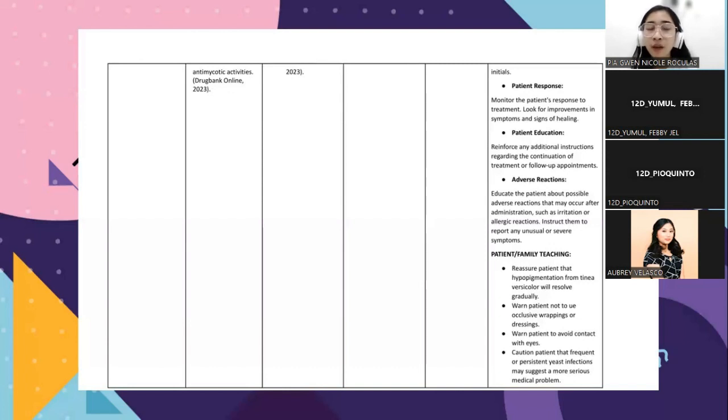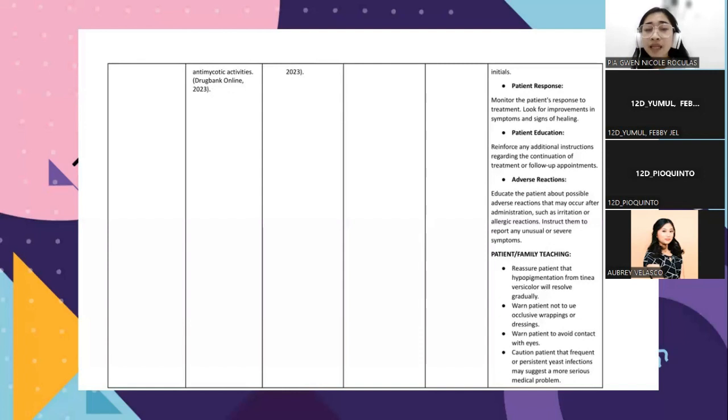So if ever nalaman na, if ever nakita natin yung improvement, we have to give pala ng additional instruction para kung i-continue pa nila yung treatment. Then adverse reactions. So educate the patient about the possible adverse reactions that may occur after administration, such as irritation or allergic reactions, and instruct them to report any unusual or severe symptoms.